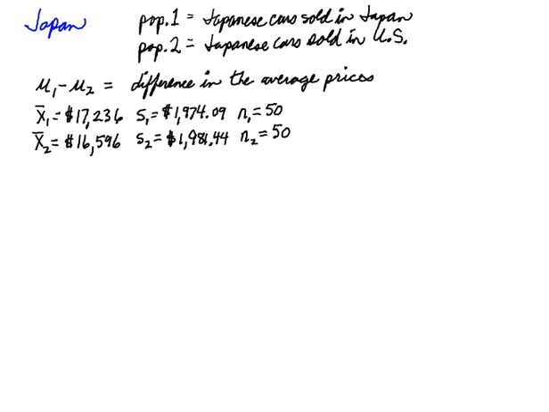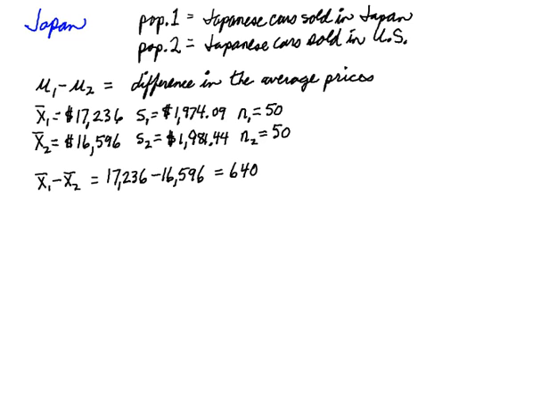Now, as mentioned earlier, we want a point estimate, an estimate of the difference in the overall population averages. To do that, we're going to take x1 bar minus x2 bar. So that's basically 17,236 subtract 16,596 to give us a value of $640.